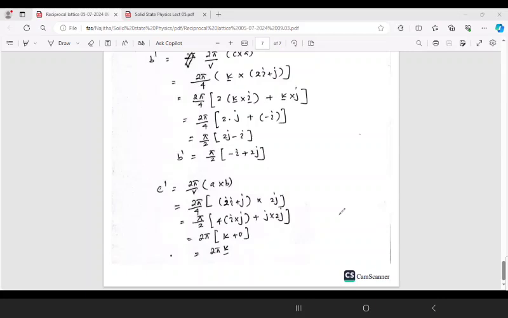Similarly, C dash is equal to A cross B. So 2I plus J cross 2J, so 2I cross 2J, so 4 into I cross J. Here J cross J is zero, and I cross J is equal to K. J cross J, the same vectors, when you cross multiply the same vectors, is equal to 0. So the answer is 2 pi K. Do you have any doubt for this?